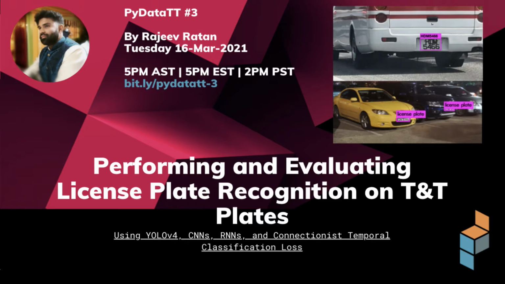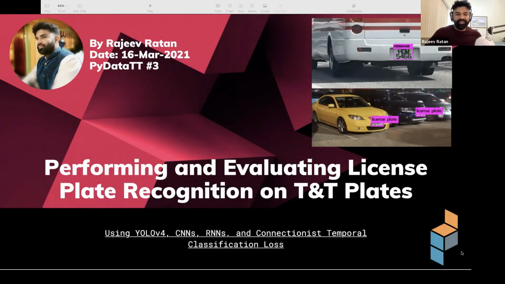Cool. Okay, so welcome to my presentation on performing and evaluating license plate recognition on license plates belonging to Trinidad and Tobago. So this is just a quick preview of what you'll be seeing and how I made this system, basically. So let's begin.